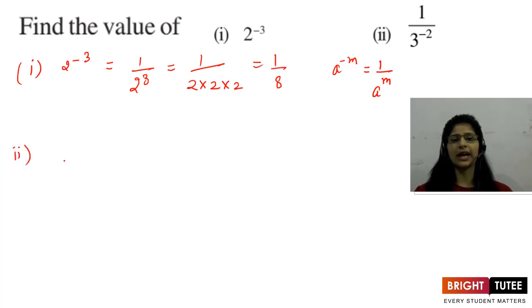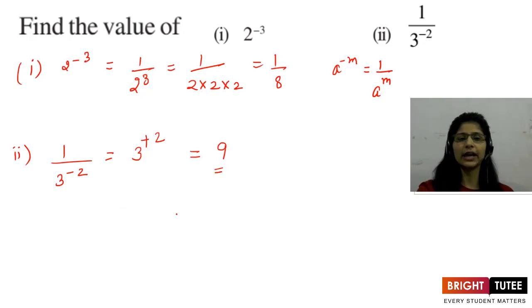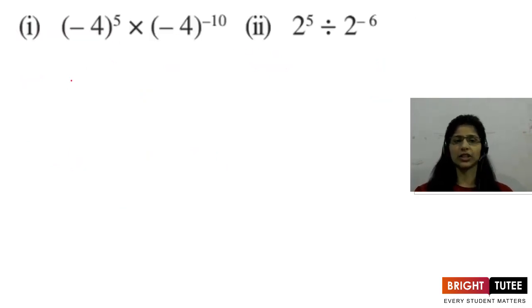In the second part, we have 1 upon 3 to the power -2. First of all, making the power positive, we will take this in numerator. Take the reciprocal of it, the power becomes positive. And 3 square is 9. Okay. Moving ahead, another question.